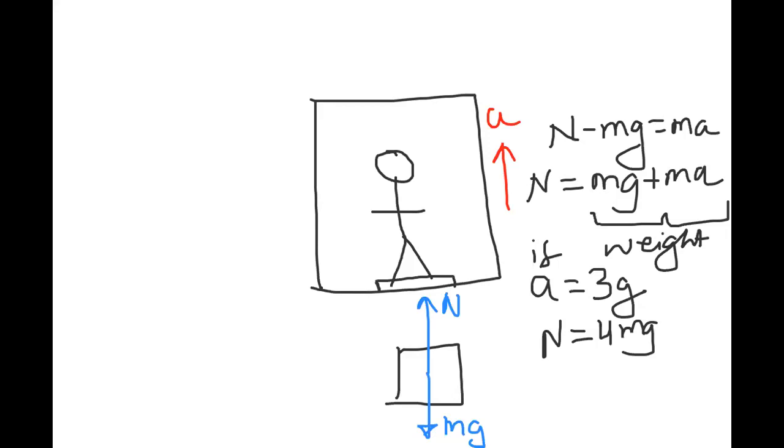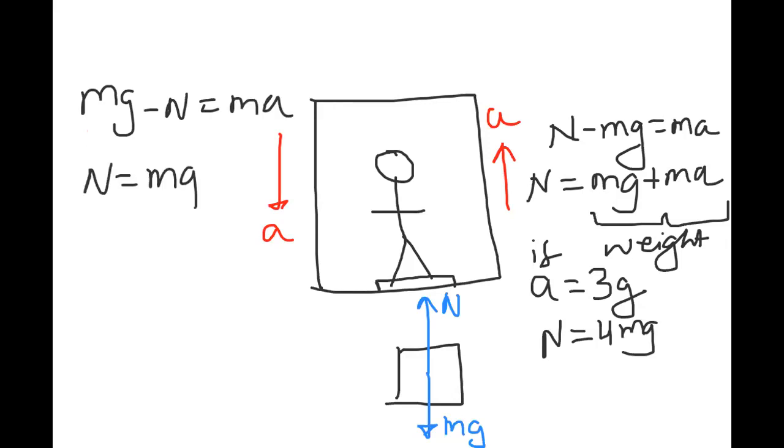Not possible. The opposite, when the acceleration of the lift is down, you will have mg minus N is equal to ma, and therefore N is equal to mg minus ma, right?